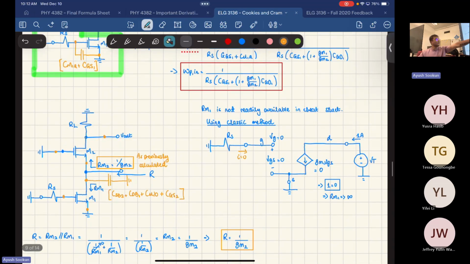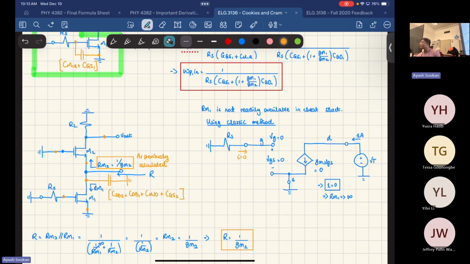Because if you look over here, R, this is what you're trying to find, because this is what's parallel with the capacitor that's going to give you the pole that you want. RM2, which is this part of the circuit, you already know it's 1 over GM2. But RM1, you don't know. Why don't you know that? Because there's an RS here, and in the cheat sheet, there's no RS at the gate.